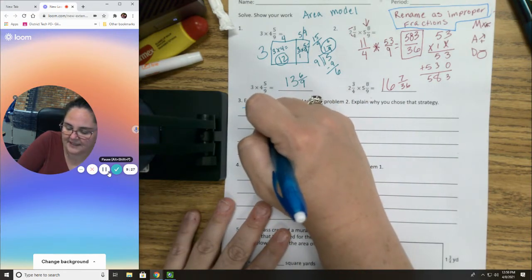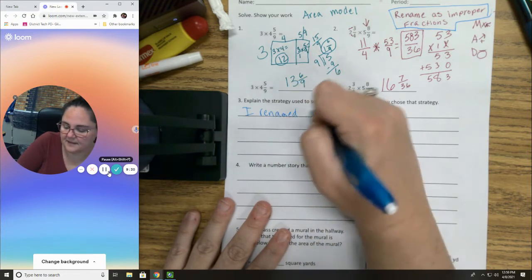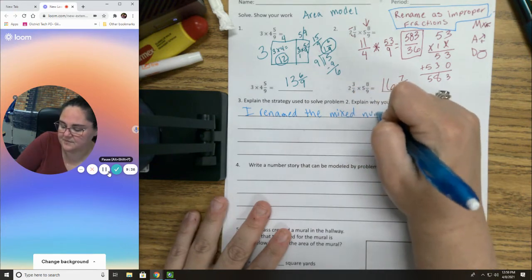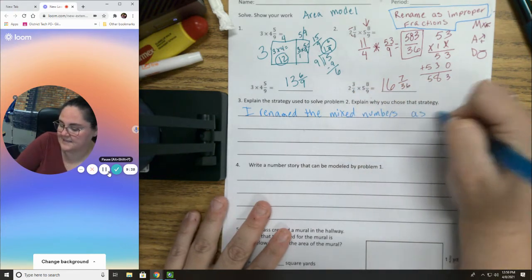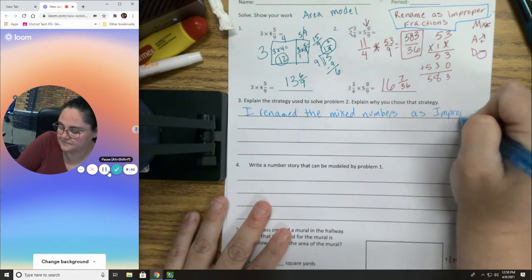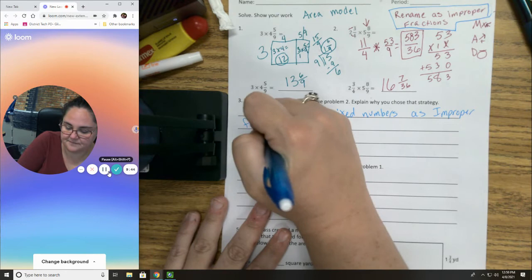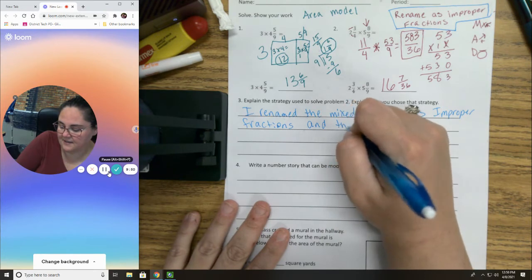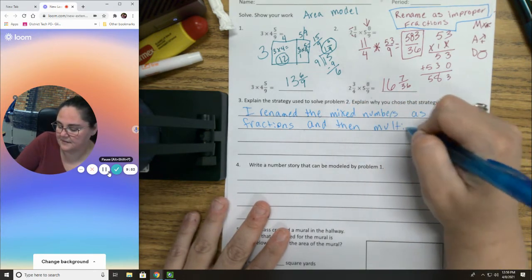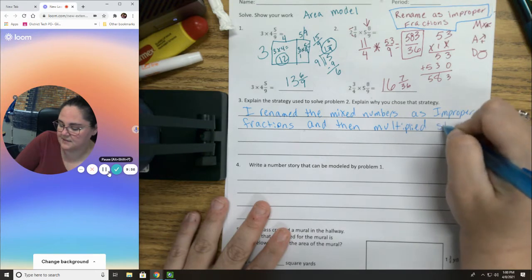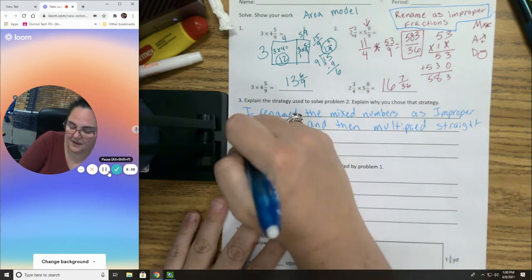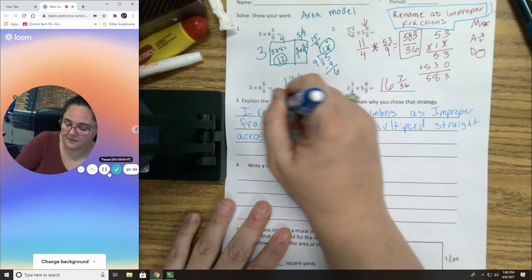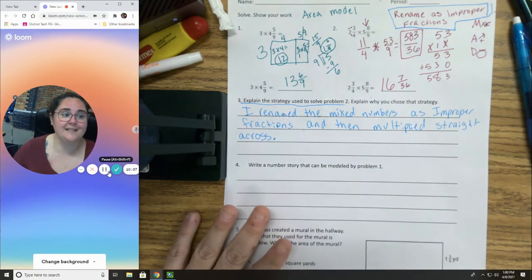I renamed the mixed numbers as improper fractions. And then multiplied straight across. That is the first part of my question. Pause here. Write that down.